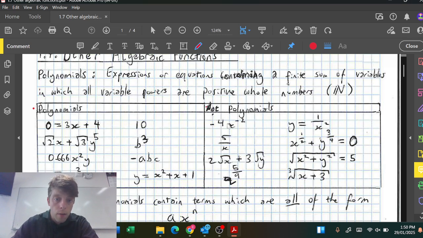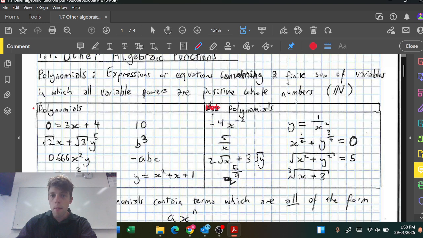So let's have a look over here. Why exactly is this not a polynomial? We can see this is -4 times x to the power of -2, and I've said here that the variables need to be positive whole numbers. This is a negative power, so therefore this is not a polynomial.